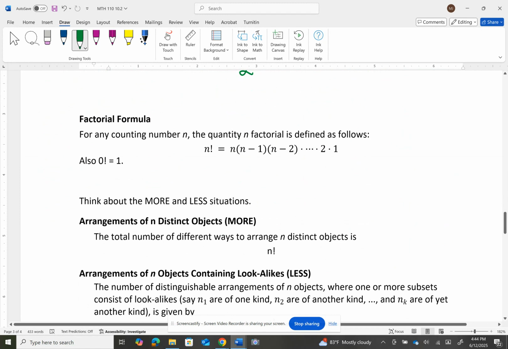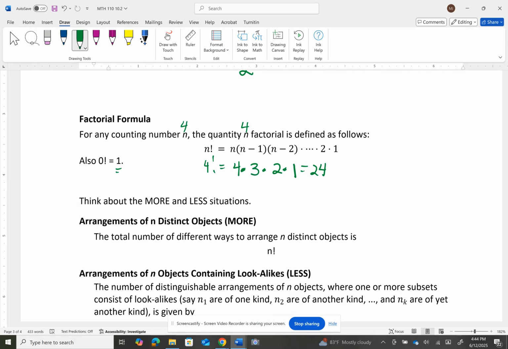So the factorial formula. If you have a counting number like 4, then 4 factorial would mean this: start with 4, then multiply it by 1 less than that number, times 1 less than that number, until you get all the way down to 1. So 4 factorial would be 4 times 3 times 2 times 1, which is 24. Okay? Now, 0 factorial sometimes happens, and when that happens, it's defined to be 1. You can't think of it that way. You just have to know that the definition for it is 1.